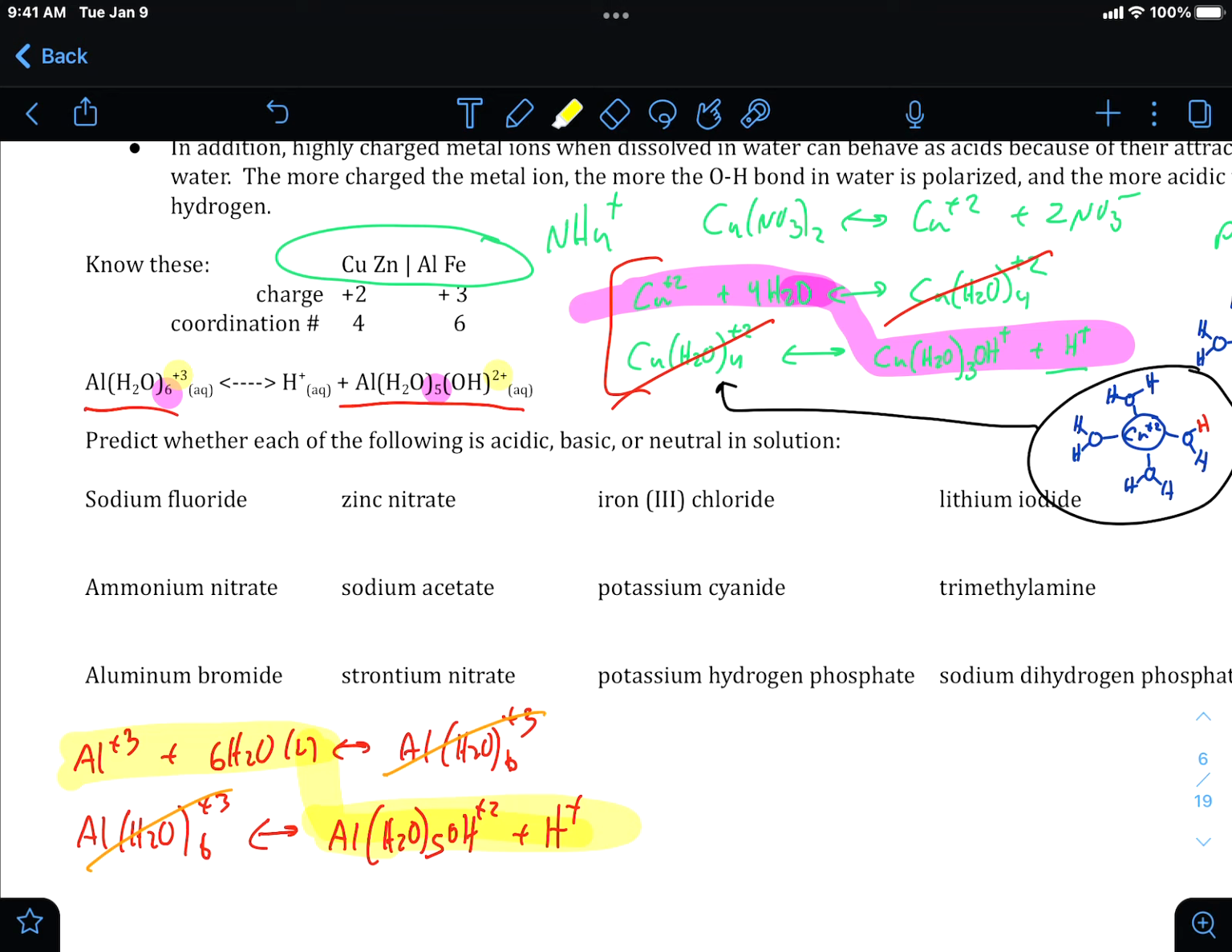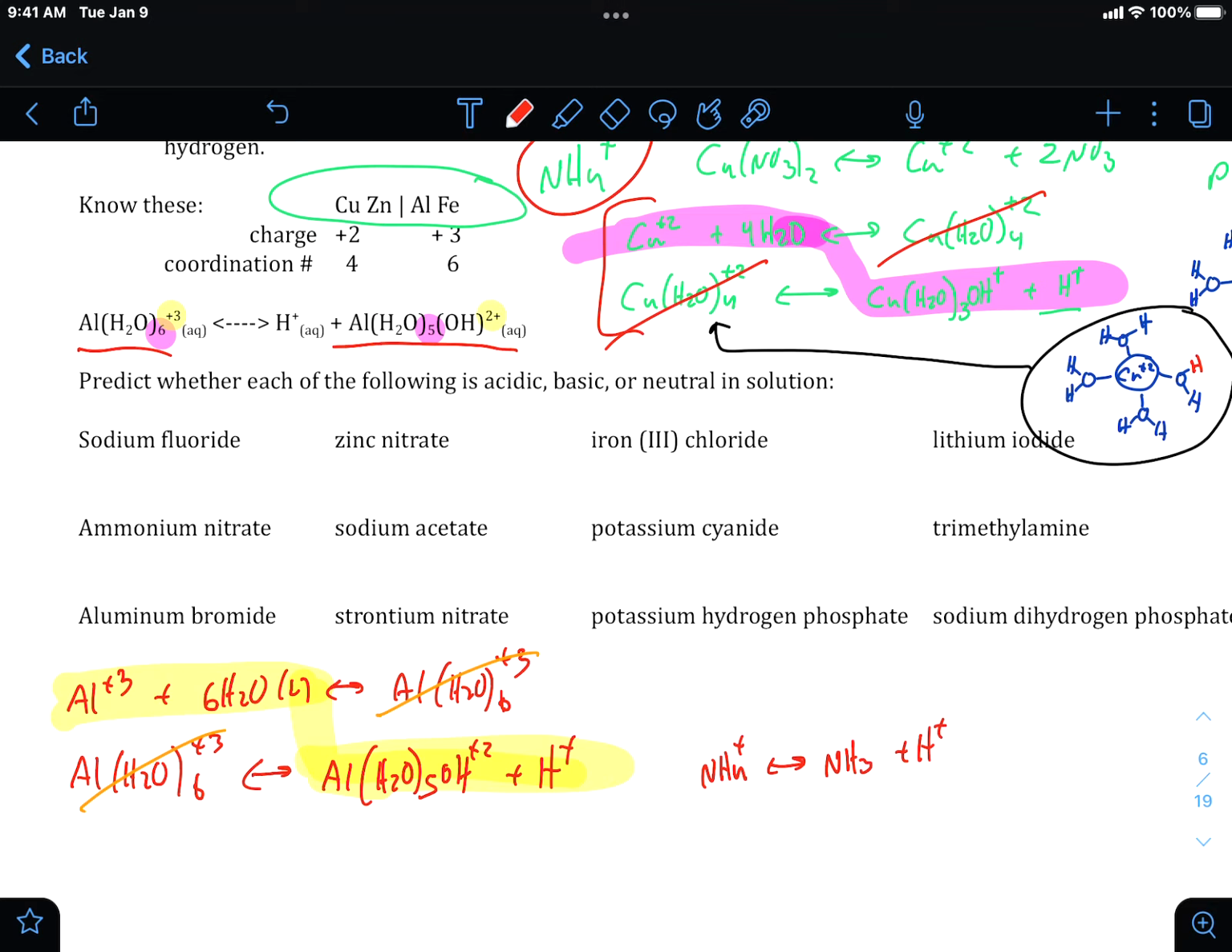Okay. And I said that NH4 was acidic. Right, this guy, NH4. Well, look at it. It's got an H plus on it, right? NH4 plus produces NH3, and the H plus pops off.